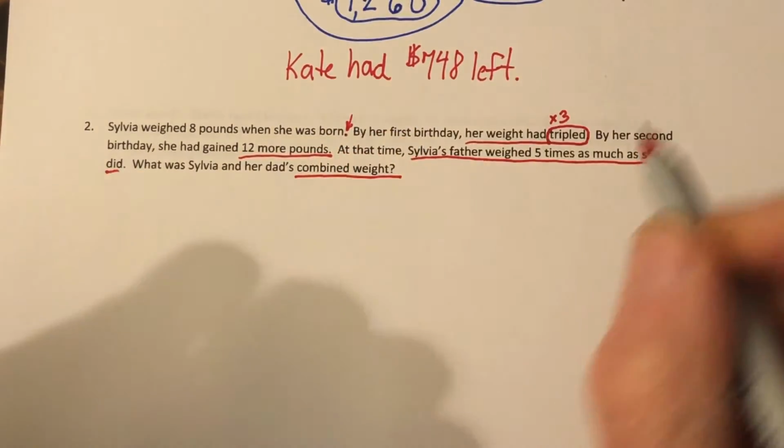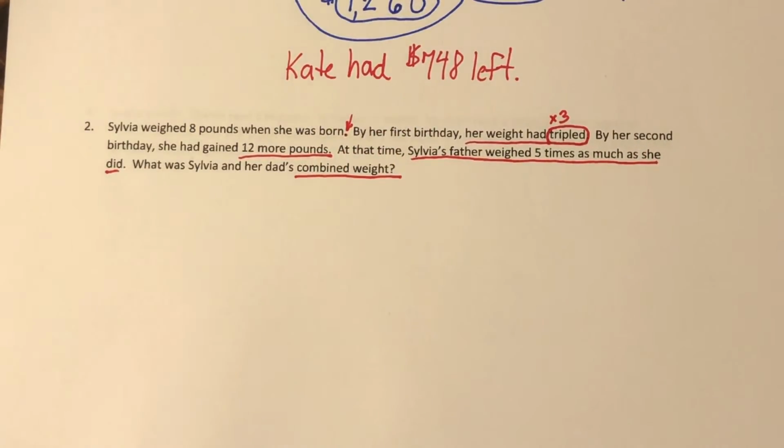This is a lot. And I need to find out by her second birthday how much her father and Sylvia weighed together. That's a lot to think about. So I'm just going to take it step by step, okay? And you'll hear me repeating things a lot because I'm not going to let the problem defeat me. I'm not going to let it upset me. I'm just going to go step by step, okay?